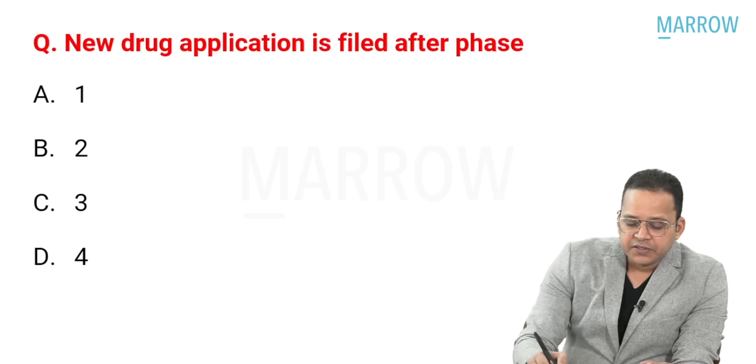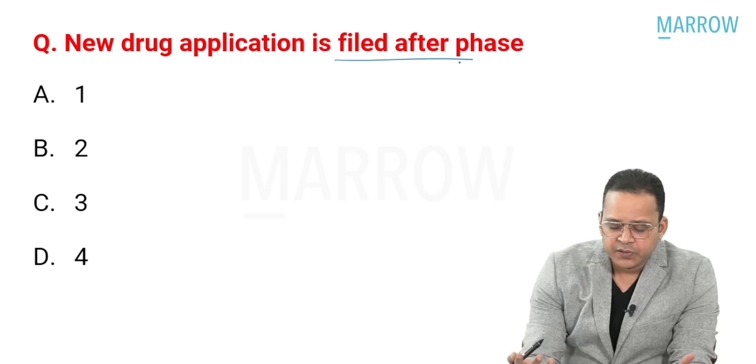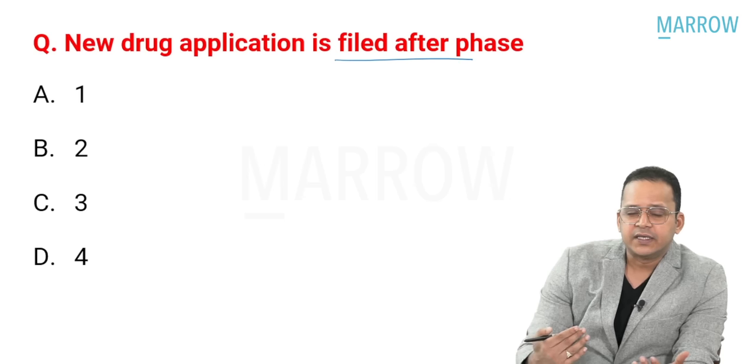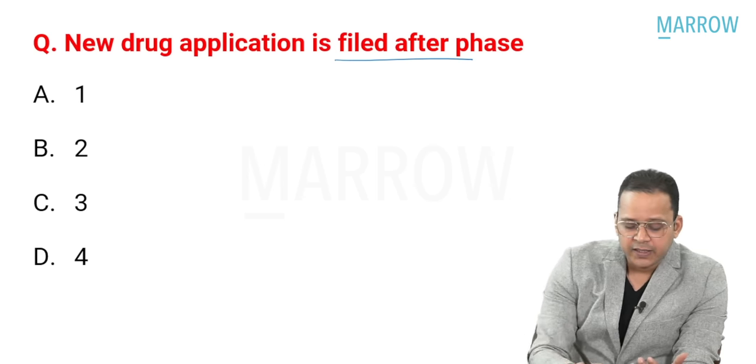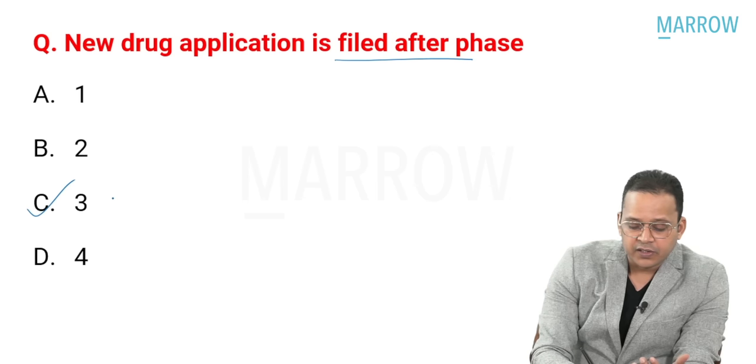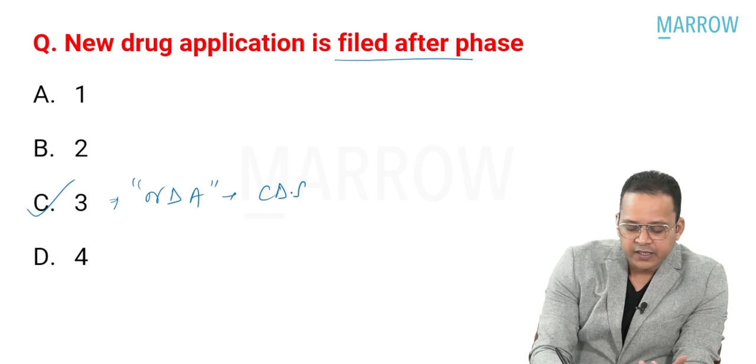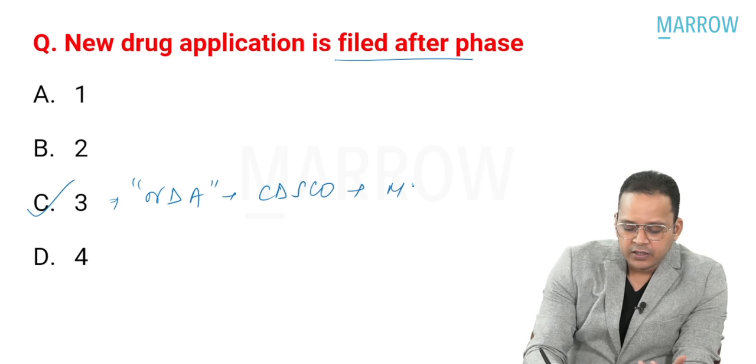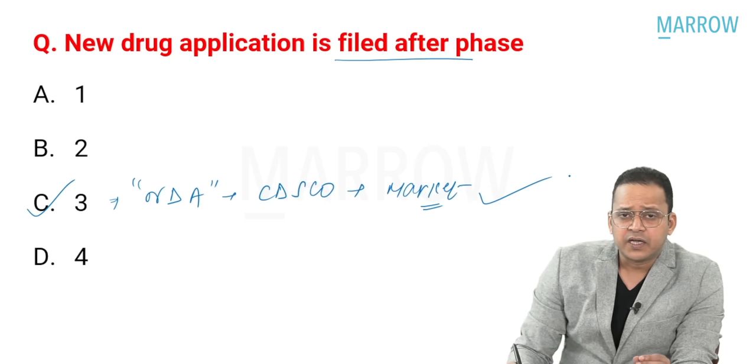New drug application is filed after which phase? So, another MCQ on clinical trial. See, what happens is a new drug application is filed before the drug goes into the market, and it happens after phase 3. In India, the new drug application is filed with CDSCO, and then the drug goes into the market. So it happens after phase 3.